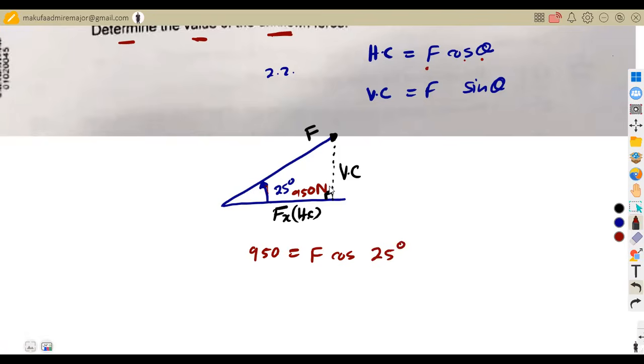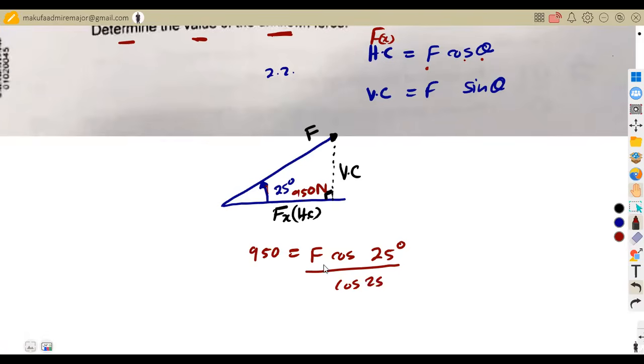If you were given a vertical component, you're going to use the one for the vertical component. VC is equal to F sine theta. But in this case, we are given a horizontal component. So we have to work with this formula for the horizontal component, which can be given as Fx for the horizontal. All right. So here we're just substituting into the formula. Then we can calculate F by making F the subject, divide by cos 25 both sides.